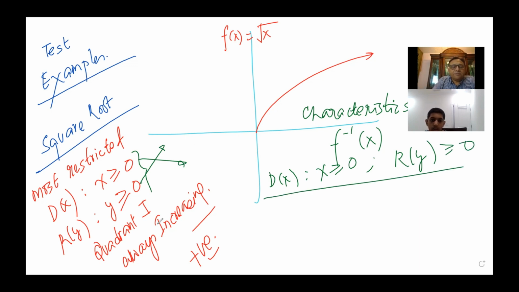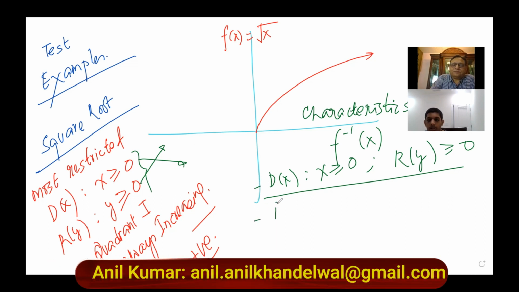Second thing we say, always increasing. So if it is always increasing, then the inverse will also increase, right? What do you think? I think it's gonna increase. It's the same domain and range. It will be increasing always, right? So important characteristic, and it is always positive.